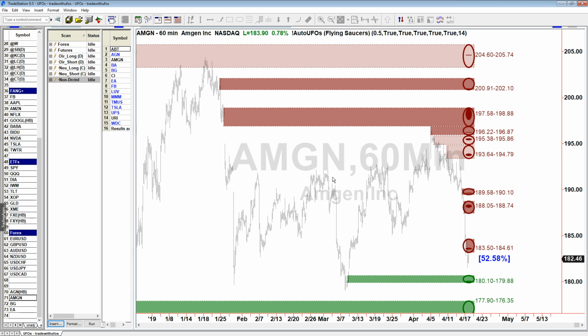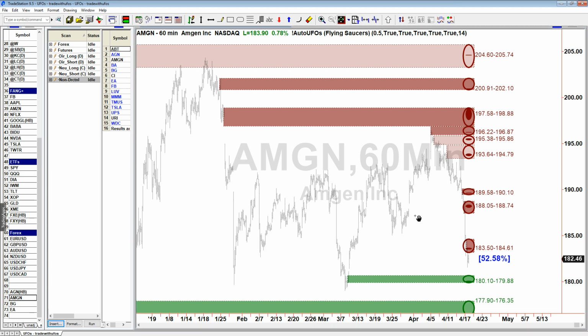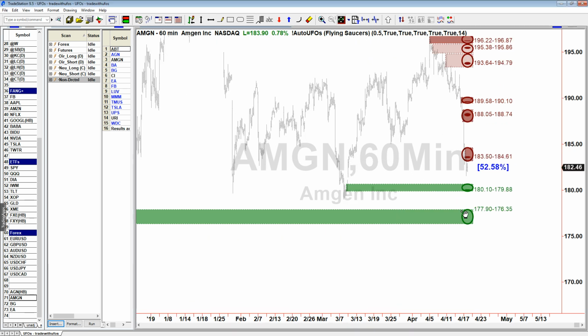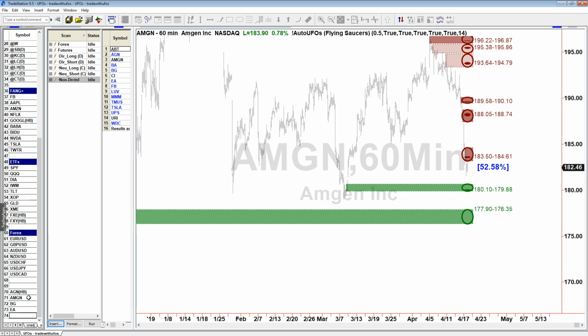With AMGN, we may have something, because it's looking like AMGN may open up with two green UFOs below and two red UFOs above. So hey, AMGN is another stock that I would like to explore, based on the setup with the UFOs.